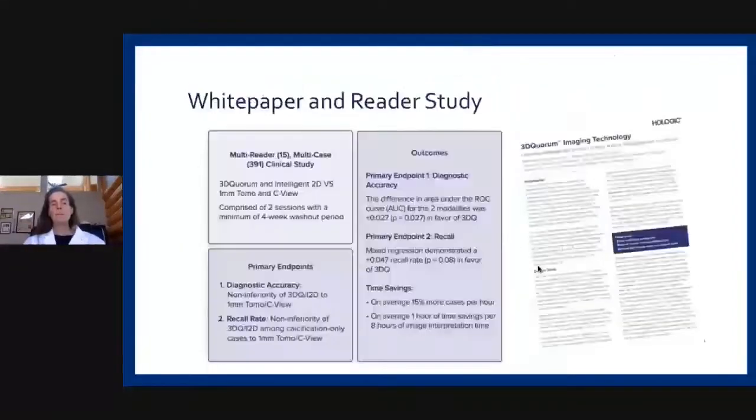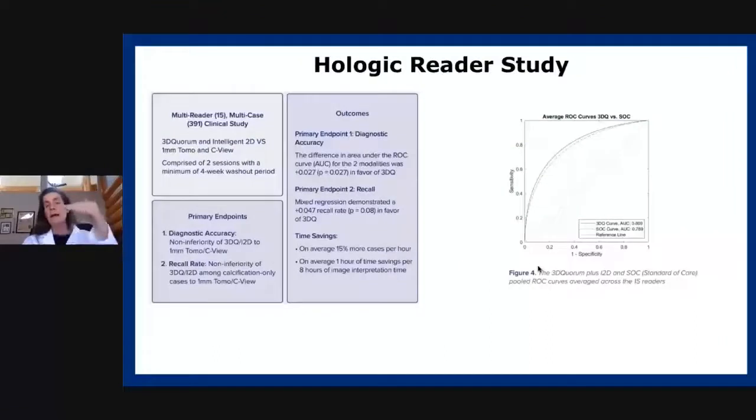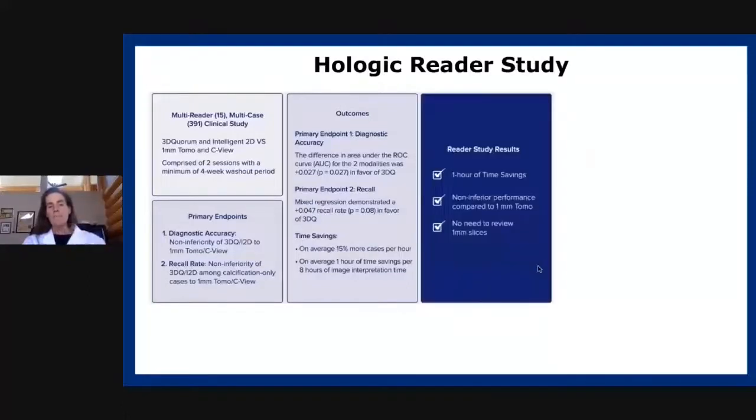And there's a white paper and reader study that was done looking at really, are they comparable? We don't want to do this and realize that maybe radiologists aren't performing as well. And then also recall rates. So on both areas, we ended up doing better and equivalent. So that's really important. Again, the average ROC curve went up for people who use the 3D quorum versus the standard slices. And again, the recall, we did better overall. So again, we don't need the 1 millimeters. We can just transition into the 3D quorum.